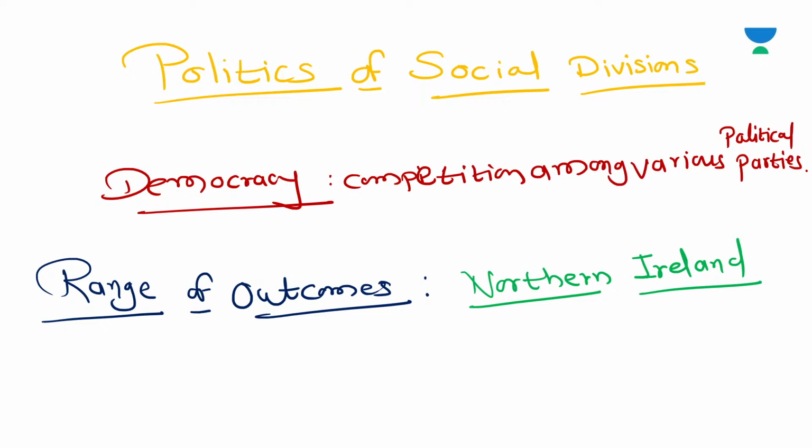Now, such examples lead some people to conclude that politics and social divisions must not be allowed to mix. They think that it would be best if there are no social divisions in any country. For example, if social divisions do exist in a country, they must never be expressed in politics.